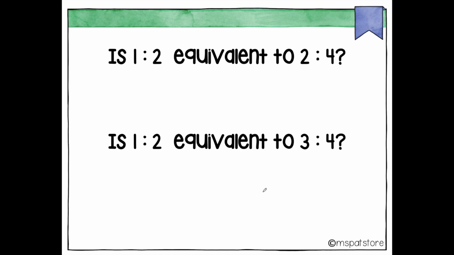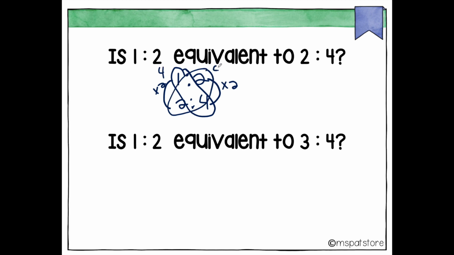How about this example? Is 1 to 2 equivalent to 2 to 4? Let's see. I'm going to line them up like this. 1 to 2 and 2 to 4. 1 times 2 is 2. Very good. And 2 times, again, 2 is 4. So I moved from 2 to 4 by multiplying by 2. Let's cross multiply to see if they are equivalent. 1 times 4 is 4, but also 2 times 2 is 4. So yes, they are equivalent.